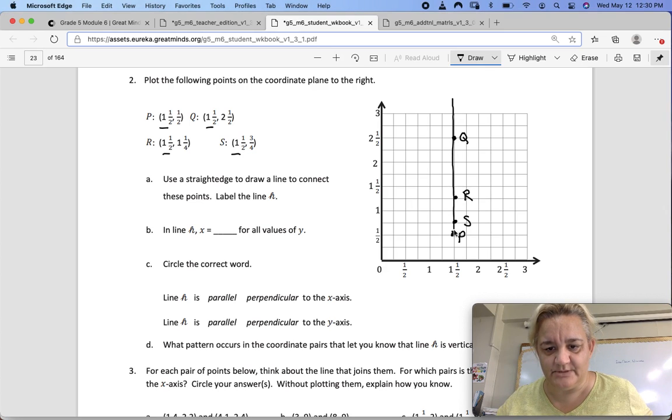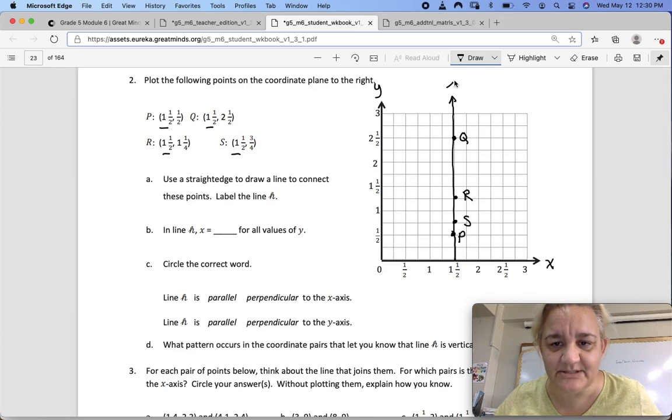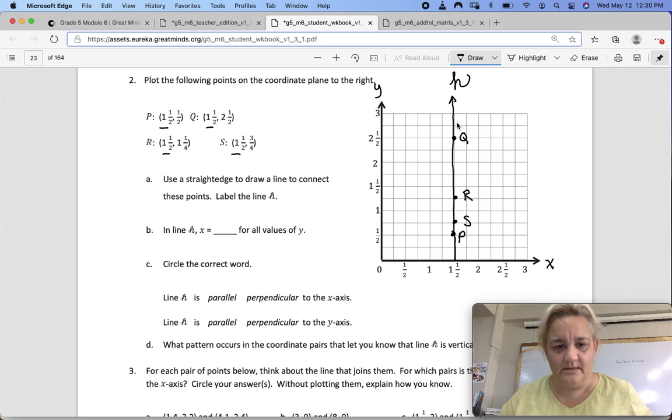You're using your ruler to draw a perfectly straight line, I hope. And this is our x, and this is our y. Notice that the new line we created is perpendicular to x, which means it is parallel to y. We're going to name this one H, using that Latin H, like cursive. In line H, x equals what for values of y? Look, 1.5, 1.5, 1.5, 1.5. So x is always going to be 1.5 on line H.